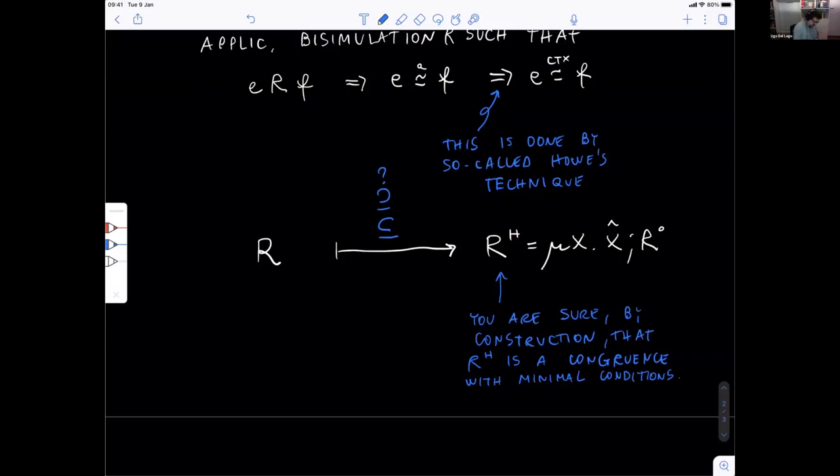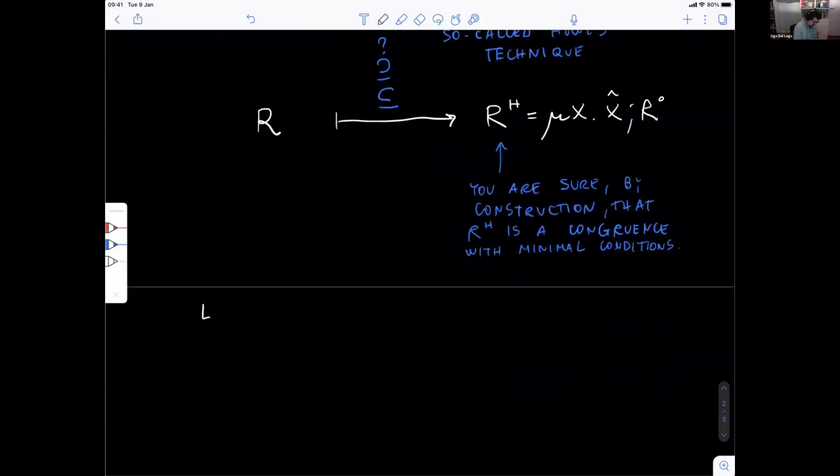So this is called the Howe lemma, and it goes as follows: if R is reflexive and transitive, an applicative simulation.